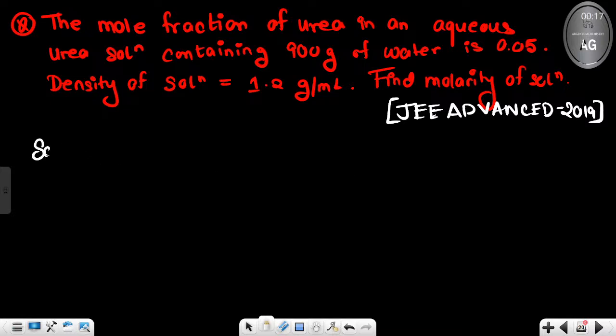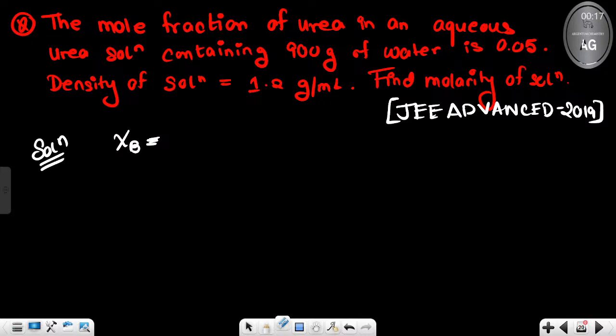এই কোয়েশ্চেনটাকে করতে গেলে ফার্স্ট অফ অল ইউ হ্যাভ টু রিড দ্য কোয়েশ্চেন, হ্যাভ টু রাইট ডাউন হোয়াট ইজ গিভেন এন্ড হোয়াট ইউ হ্যাভ টু ফাইন্ড আউট and কি দরকার লাগবে to find out. Let us first read. Mole fraction of urea in an aqueous solution of urea containing 900 gram of water is 0.05. দেখো তাহলে কোয়েশ্চেনে বলে দিয়েছে ইউরিয়া.